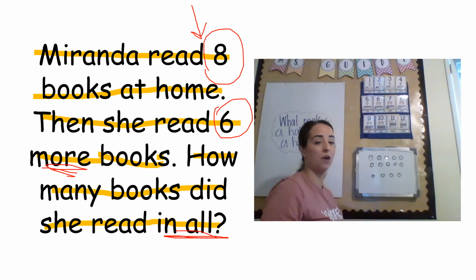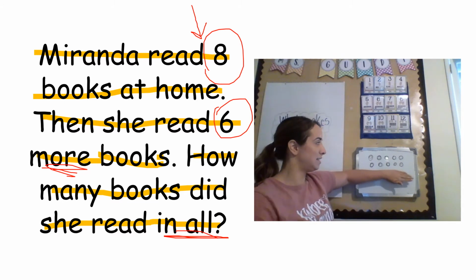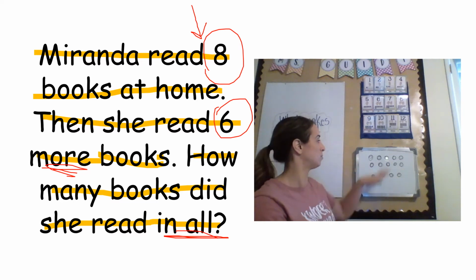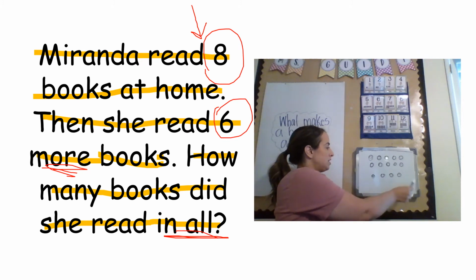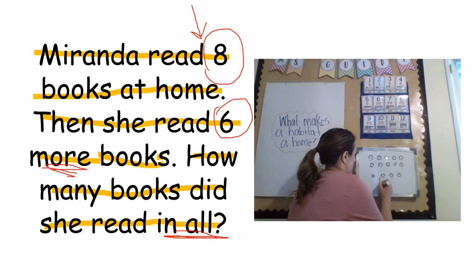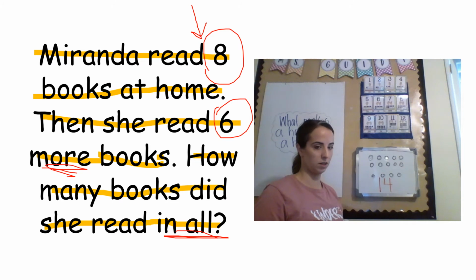All right, so now let's count them all together. I know if I subitize this, it is 10. So I am going to count on from 10. So 10, 11, 12, 13, 14. And I'm going to use this one so you can see it better. 14. She had 14 books in all. She read 14 books in all.